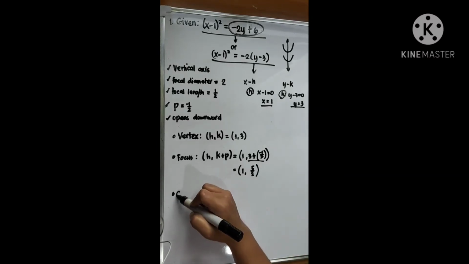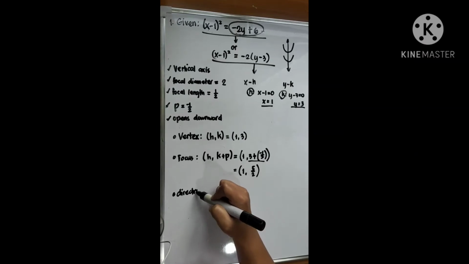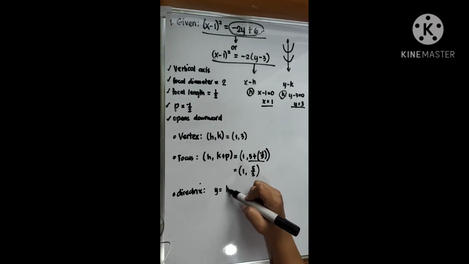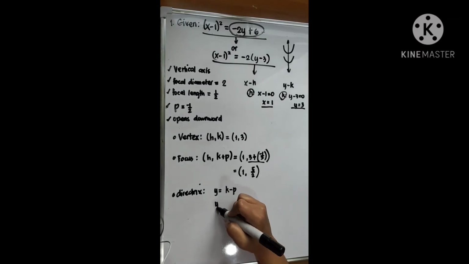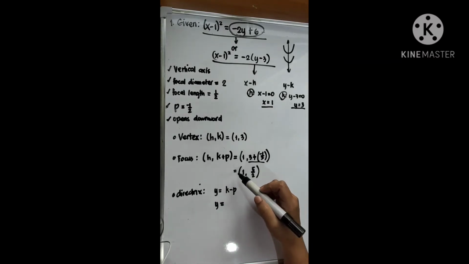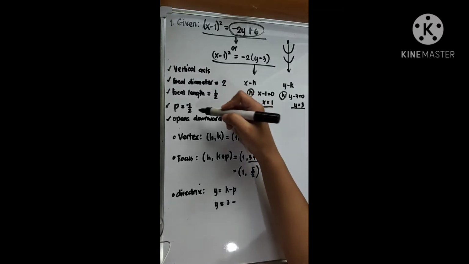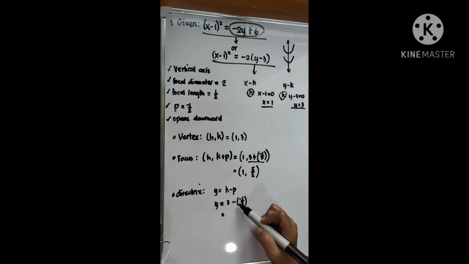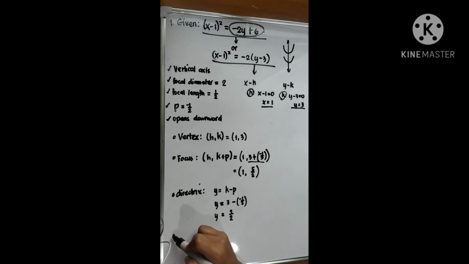Now let's have the directrix. For the directrix, that would be y is equal to k minus p. And thus, we have y is equal to k, which is 3, minus p, which is negative 1/2. So this would be 3 minus negative 1/2. That would be 3 plus 1/2. So that is 7/2, or that is 3.5 in decimal. So now, lastly, is the axis of symmetry.